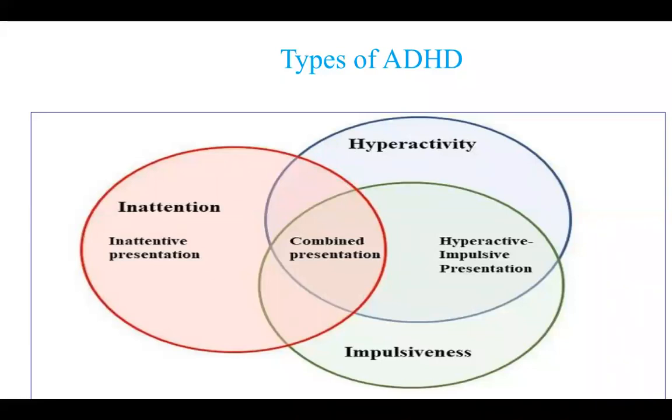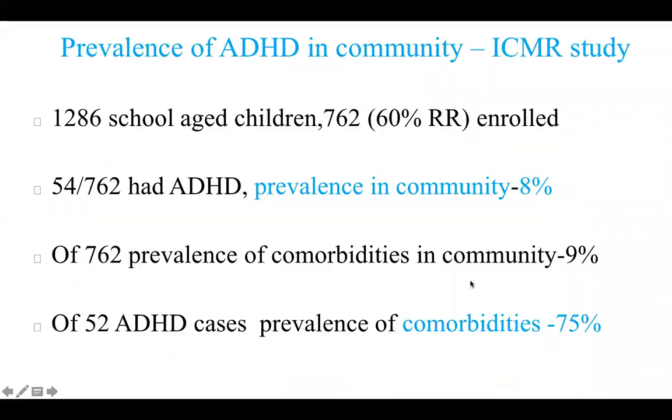And the commonest presentation is a combination of both, that is, the hyperactivity part and the inattention part. It is known as ADHD-C or the combined presentation. And this is the commonest form that we see in clinical practice. So ADHD-C, the combined form, is the commonest presentation, followed by the inattentive form, followed by the HI form.